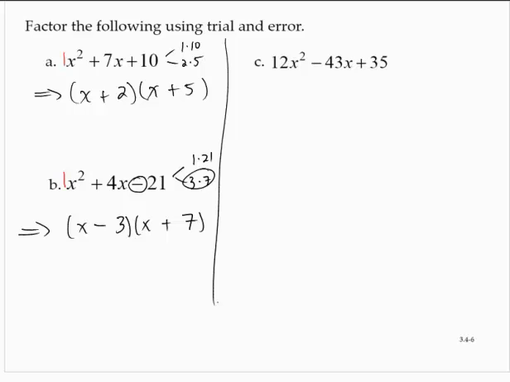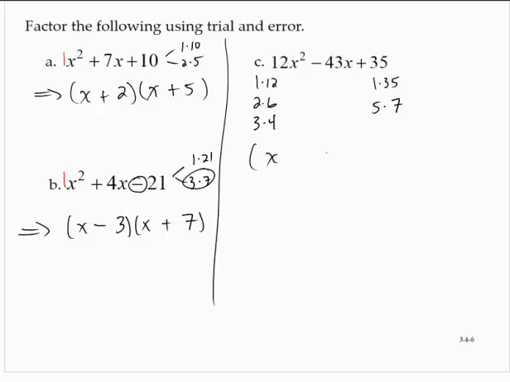It's not a 1x squared, so we can't use exactly the same idea, but what we can do is say, well, I know if I'm going to get two binomial factors, my choices for 12 would have to be 1 and 12, 2 and 6, or 3 and 4. And my choices for 35 would be 1 and 35, or 5 and 7. And so now it's just sort of a matter of trying things out and seeing what works.